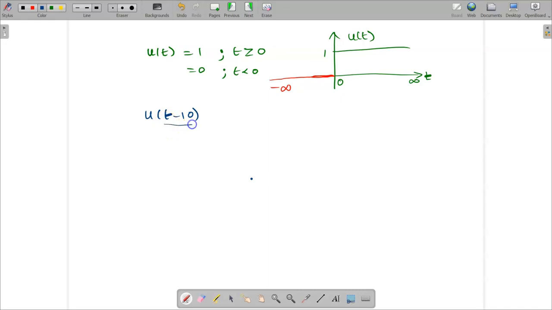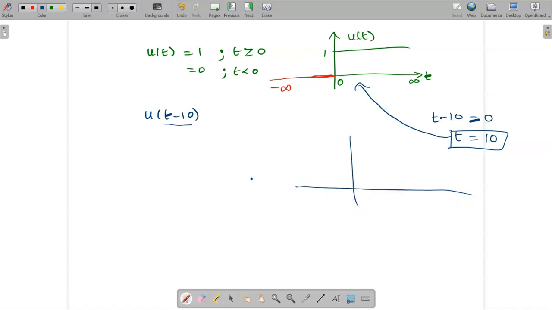For that, let us consider the functional value. Substitute the functional value t minus 10 equal to 0 and find the t value. So t is equal to 10. This value we have to add to each and every instance of u of t. So the signal gets shifted: 0 plus 10 will now become 10, and infinity plus 10 is again infinity, there won't be any change. So now the signal has been shifted like this. Instead of 0 to infinity, the signal now exists from 10 to infinity. So this is the signal which is u of t minus 10.